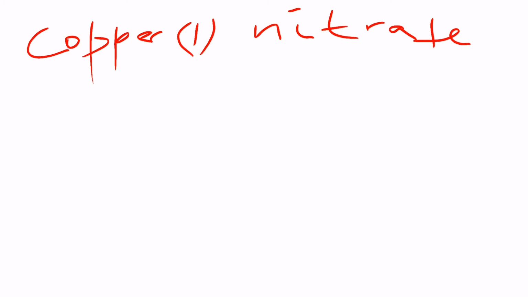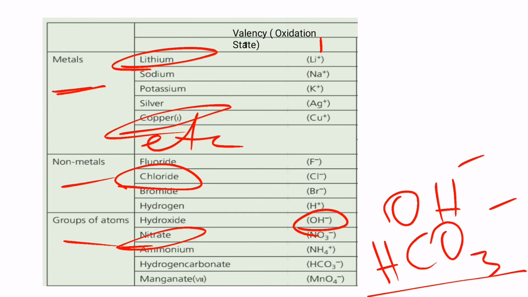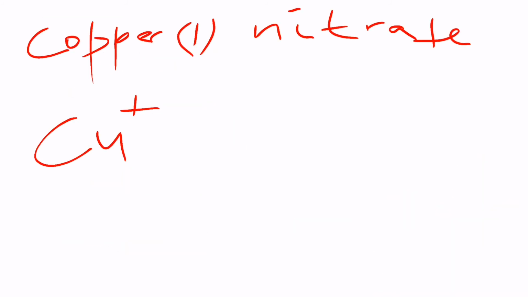All right. So we have copper 1 nitrate. So what do we get here? Copper, so it's Cu+. And then nitrate. So we see the formula of nitrate, it's NO3−. All right. So now here the charges, we multiply by 1, because they all have the valence of 1. So we cannot do that again.